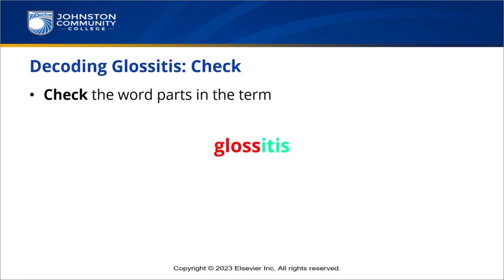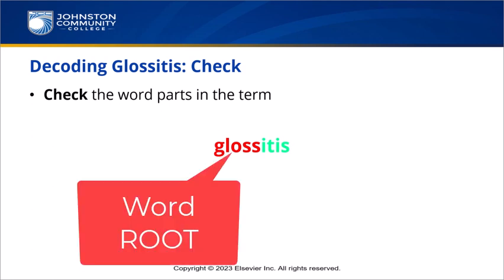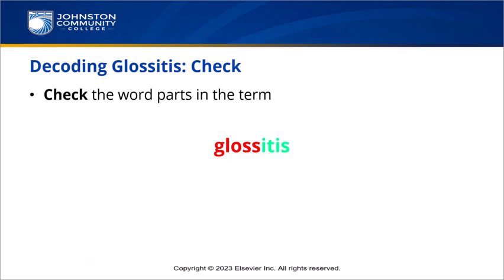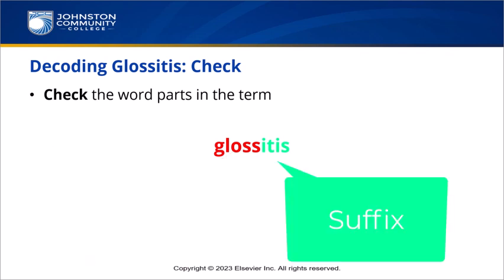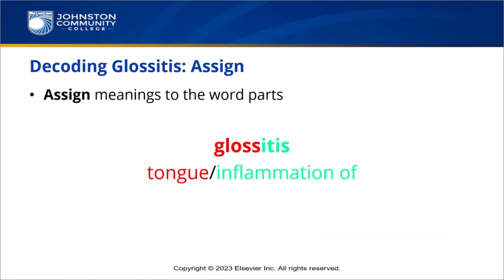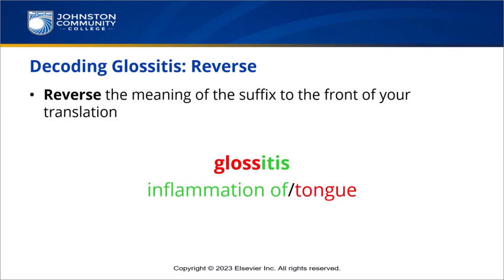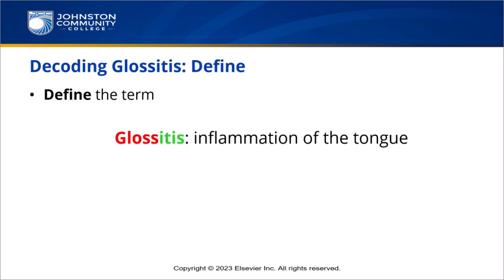Let's try this out. First we're going to check the word parts in the term. Here we have glossitis. Gloss is our word part, which we can see here in red, and itis is our suffix, which we can see in green. Next, let's assign meaning to those word parts. Gloss we know means tongue, and itis means inflammation, or inflammation of. Next, we will reverse them. We will put our suffix meaning first, which gives us inflammation of tongue. And finally, we will define the term. Inflammation of the tongue is glossitis.